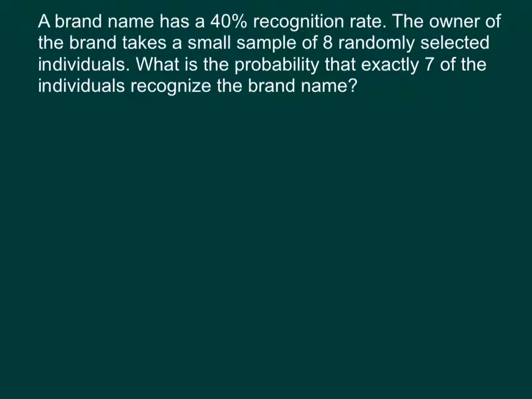And so n is the fixed number of trials. Well, that's 8. There were 8 individuals, right? x is the number we want to be successful, or the number we wanted to recognize the brand, and that's 7 in this case. What's the probability that an individual recognizes the brand? 0.40, right? 0.4. And so that's really all we need.